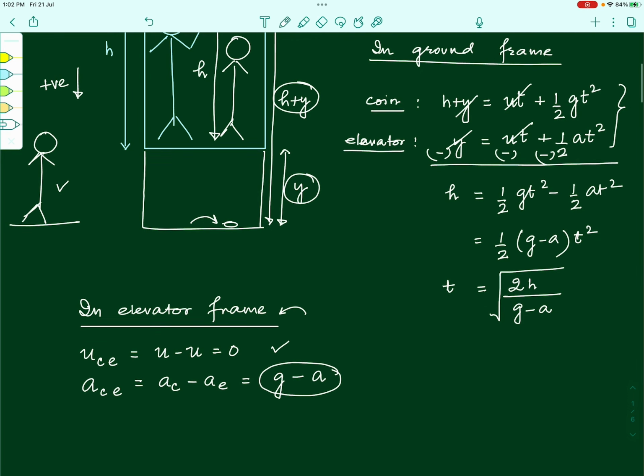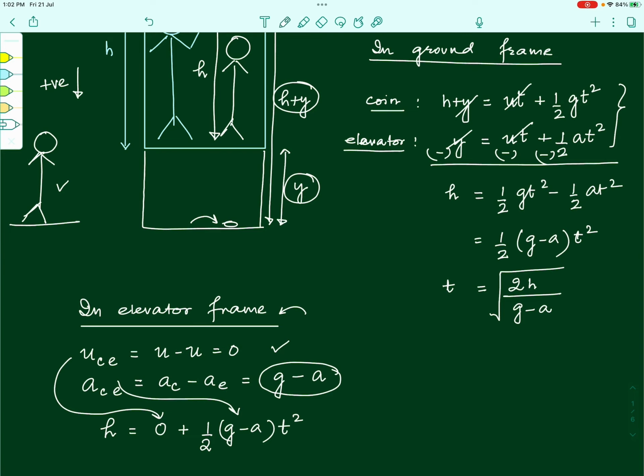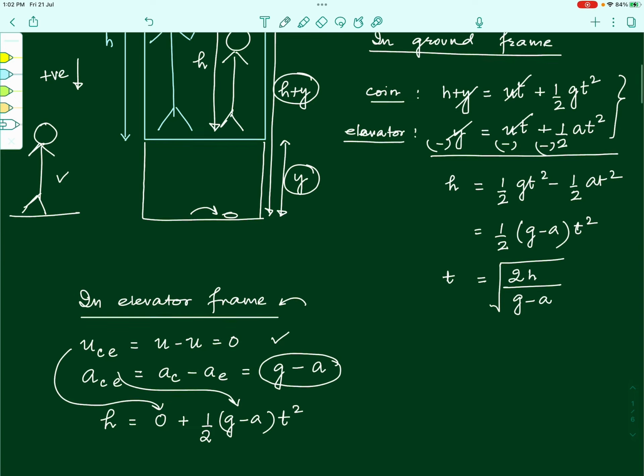Now we use the second equation of motion, s equal to ut plus half at squared. Here s is h, the u term will be 0 in the elevator frame, and the acceleration of the coin with respect to the elevator will be g minus a. So h is equal to half into g minus a into t squared. In the elevator frame, this is the equation we will get.